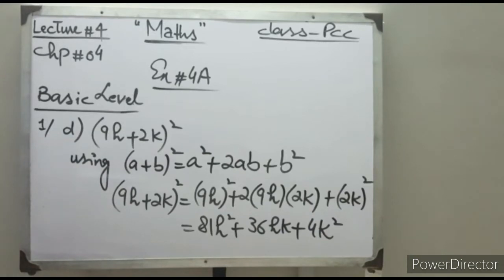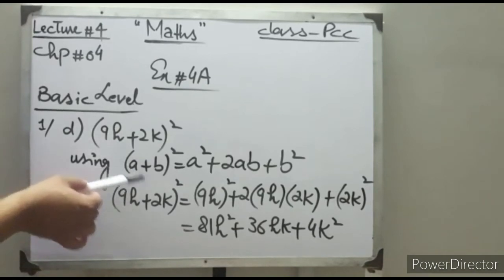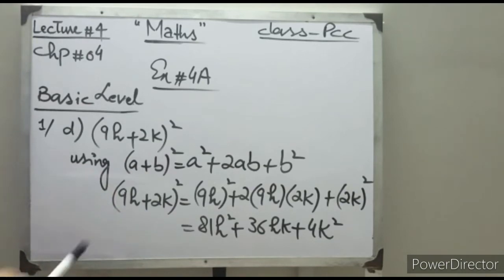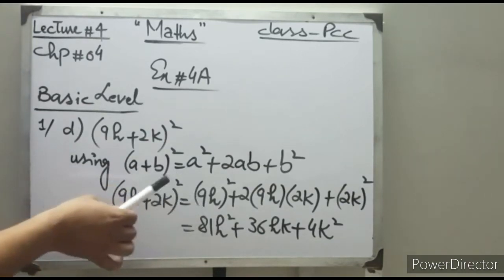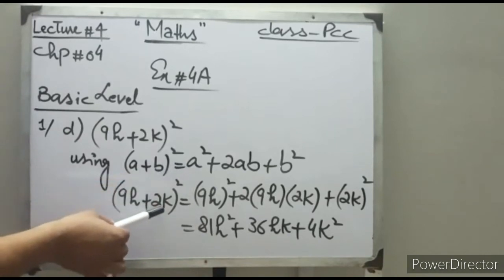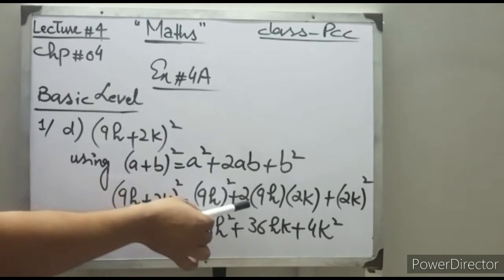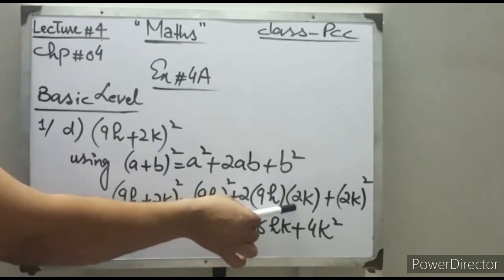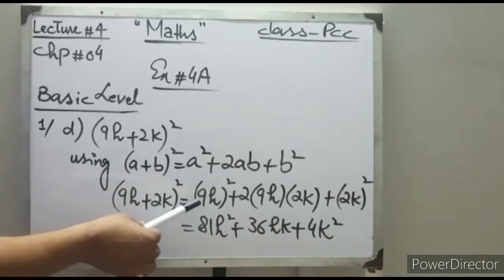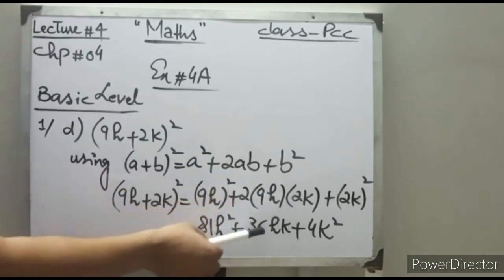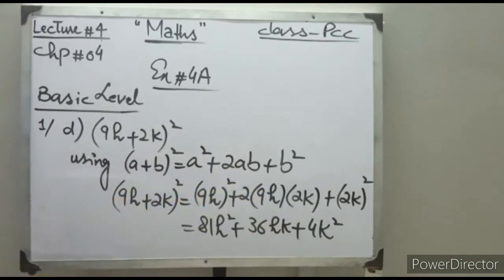In this question, students, we have 9h instead of a and 2k instead of b. So use 9h in the replacement of a and 2k in the replacement of b. So this will be (9h)² + 2 times 9h into 2k + (2k)². 9² is 81, h², 9 times 2 is 18, 18 times 2 is 36, hk, plus 2² is 4k².